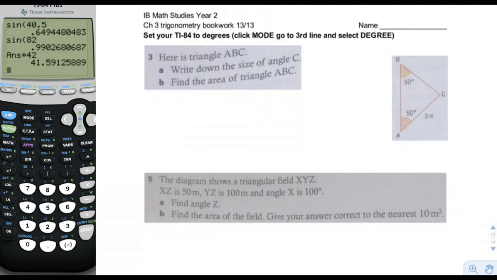Trig, page 13, last page. Here's a triangle ABC. Write down the size of angle C. Find the area of the triangle ABC.